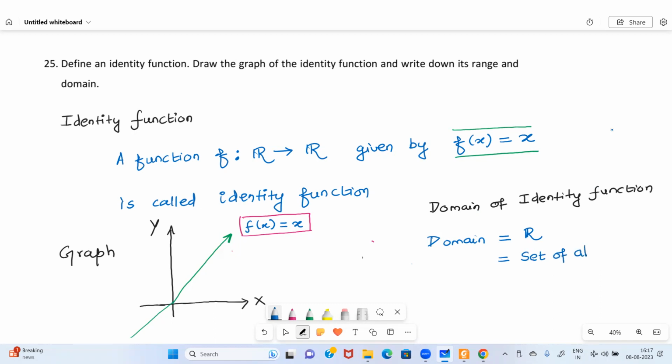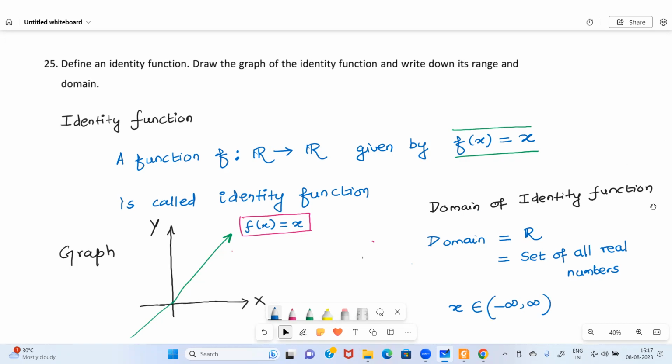Set of all... or you can also say the domain is x, which belongs to minus infinity to plus infinity. All right. That's going to be the domain of this function.